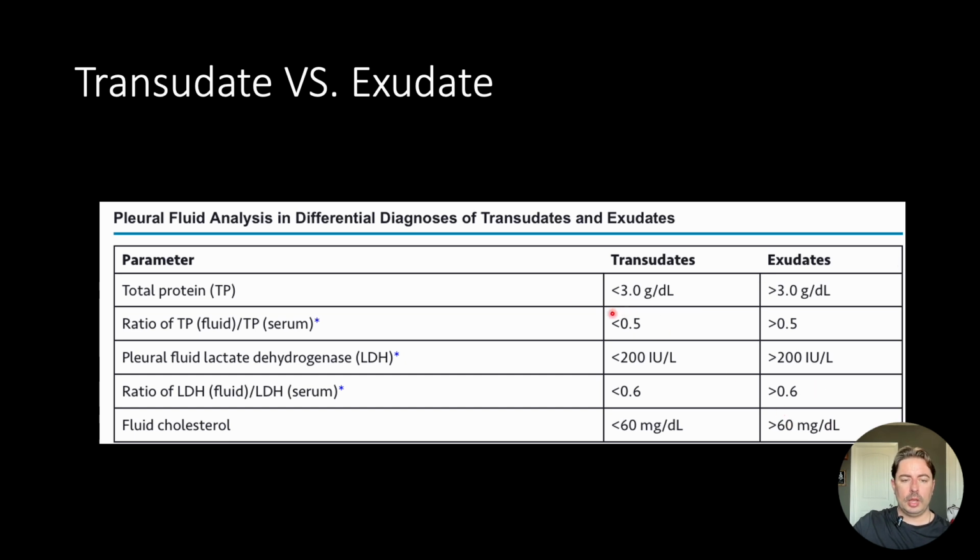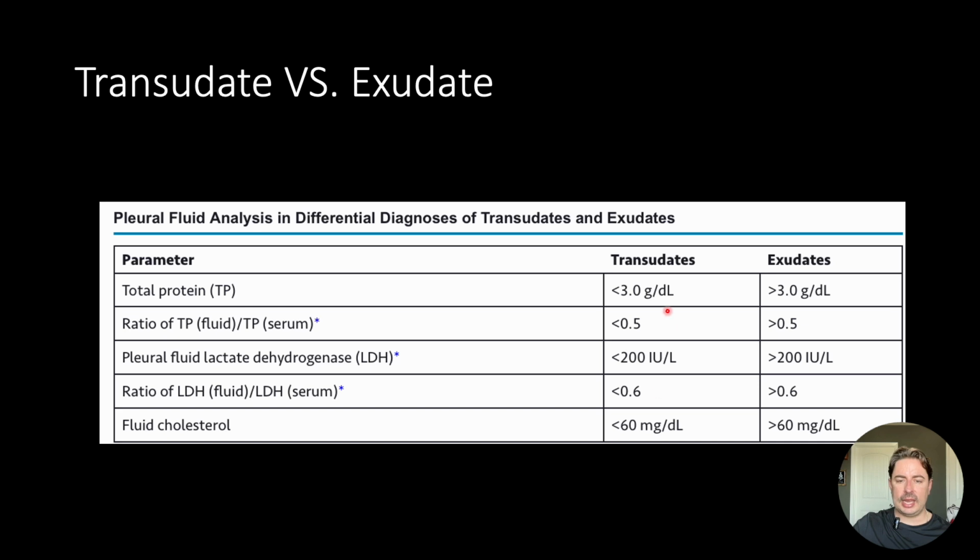Breaking it down, if your total protein is less than 3 grams per deciliter, we're thinking transudate. If the ratio of pleural fluid to blood protein is less than 0.5, you're looking at transudate. If the lactate of the pleural fluid is less than 200, we're thinking transudate, and that LDH ratio less than 0.6 is transudate, and then the fluid cholesterol less than 60. We're identifying all the less thans as a transudate.